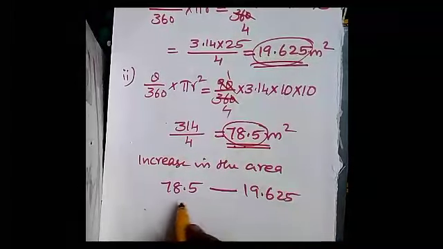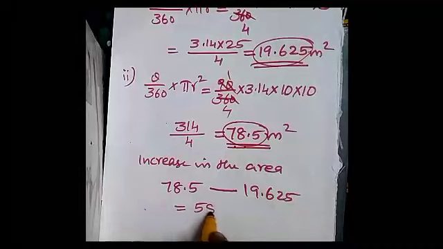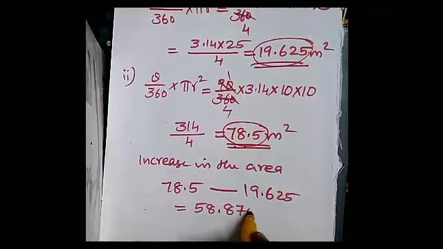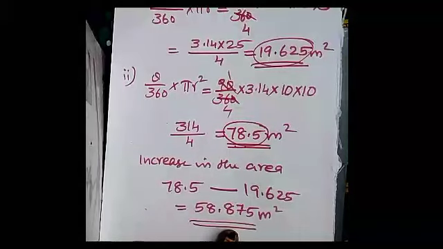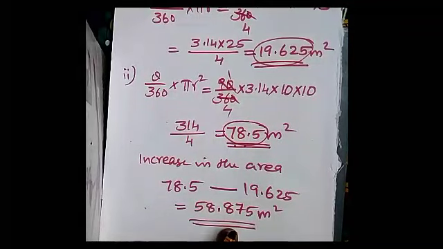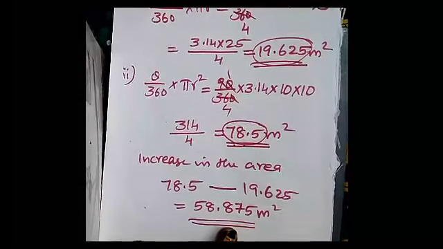And now we are getting the answer, which is 58.875 meter square. So this much increase in the area it will be there if the length of the rope is increasing from 5 to 10.